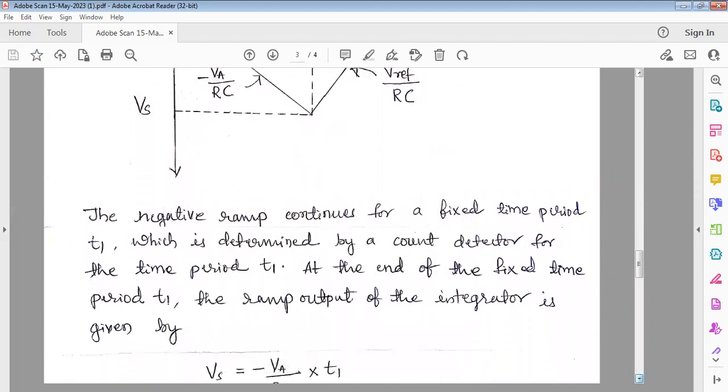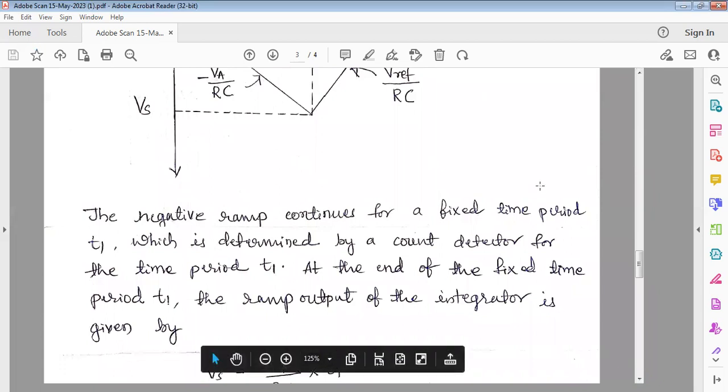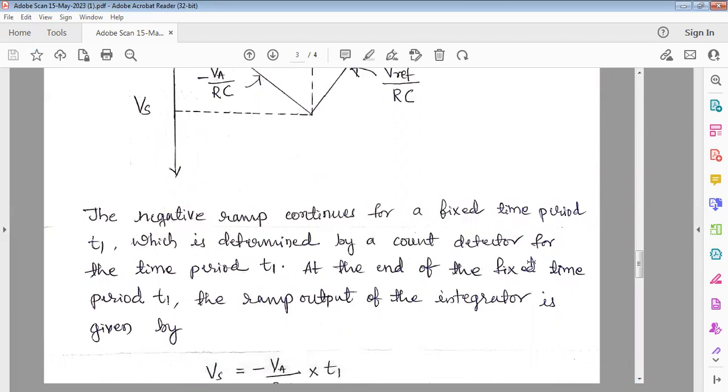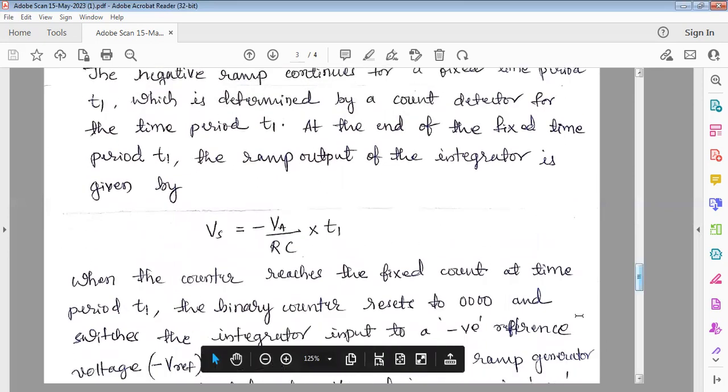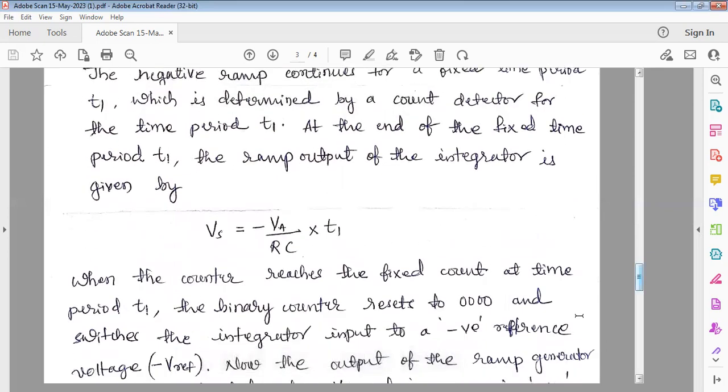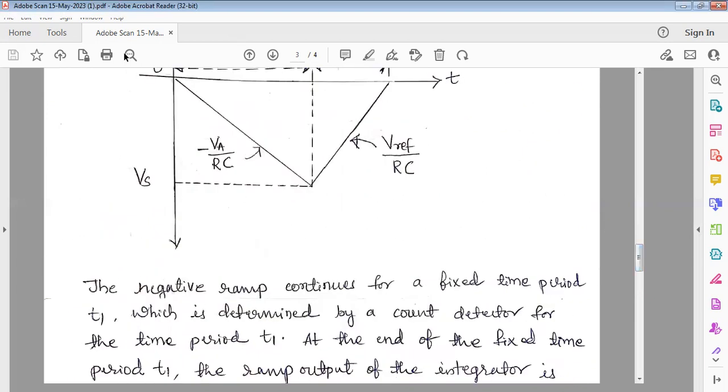So the negative ramp continues for a fixed time period T1, which is determined by the count detector for the time period T1. At the end of the fixed time period T1, the ramp output of the integrator is given by the following. So at the end of this negative ramp, it starts here and it ends here. At this point, what happens?